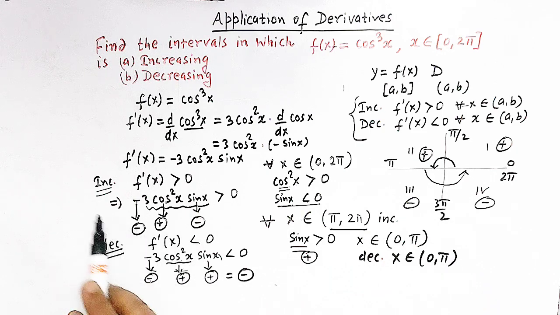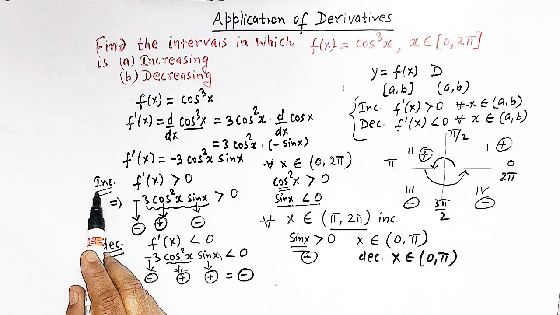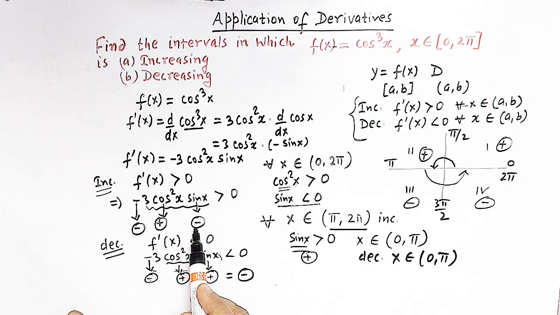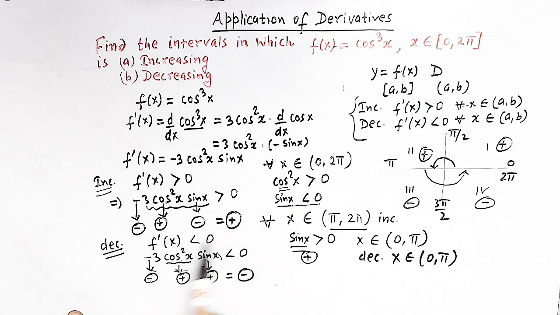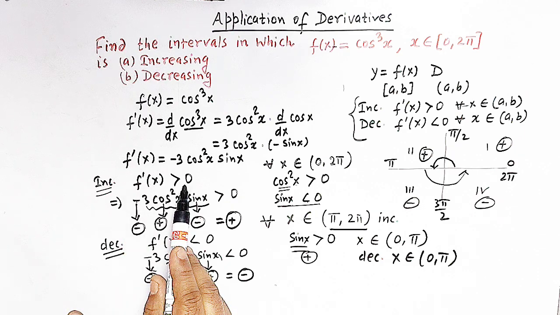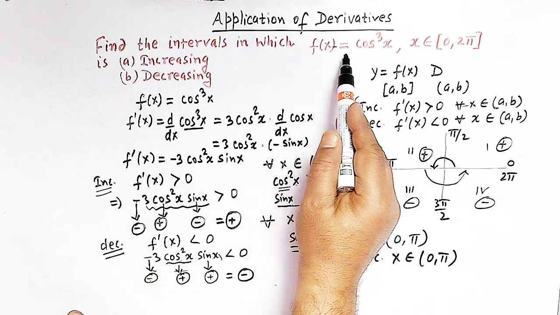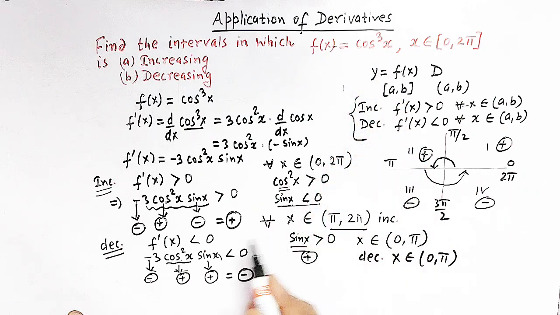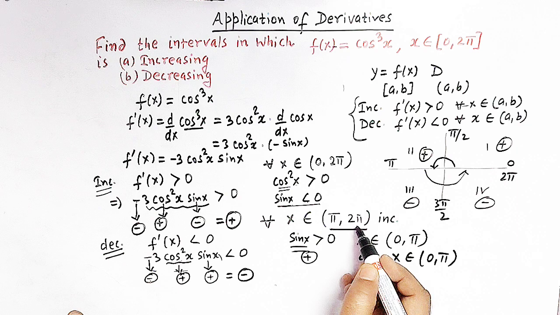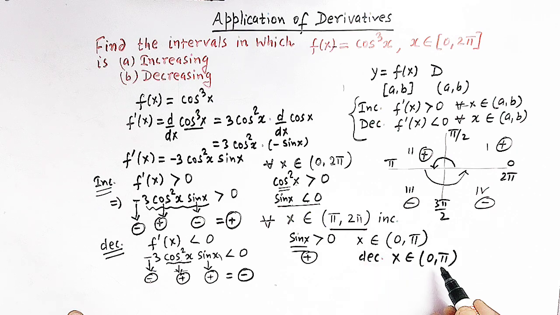And in case of increasing function, we have here sin x as negative. So the product of this negative with this negative is equal to a positive, which makes the derivative greater than 0, right? So f of x, which is equal to cos cube x, is increasing in the interval pi to 2 pi and decreasing from 0 to pi.